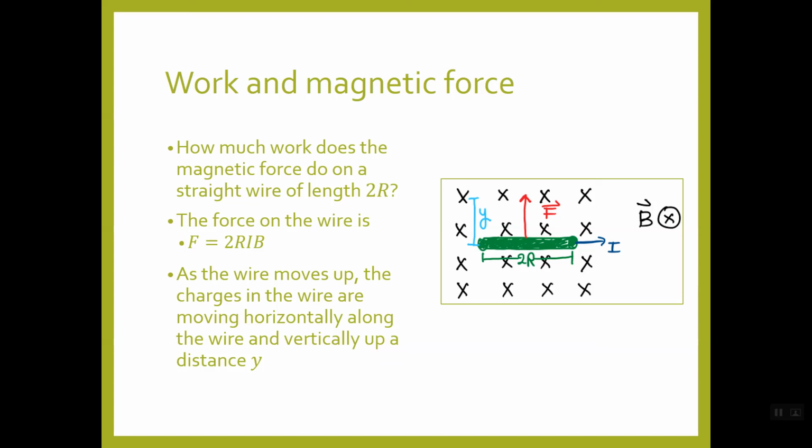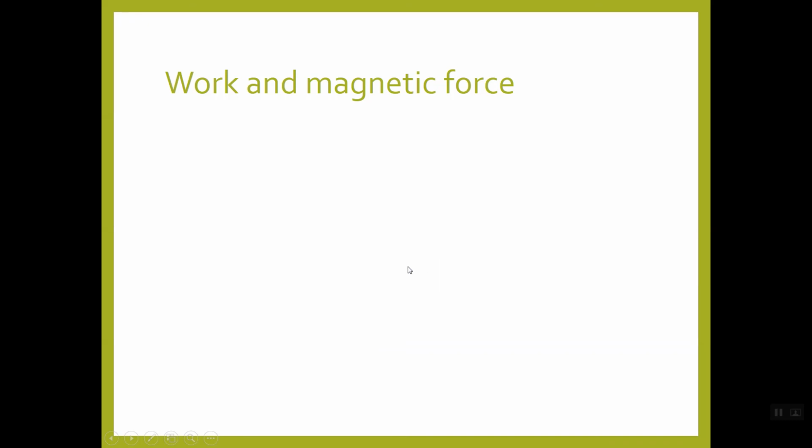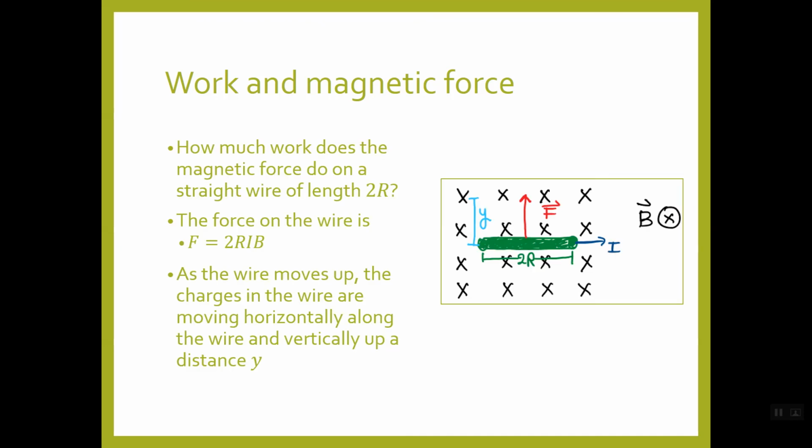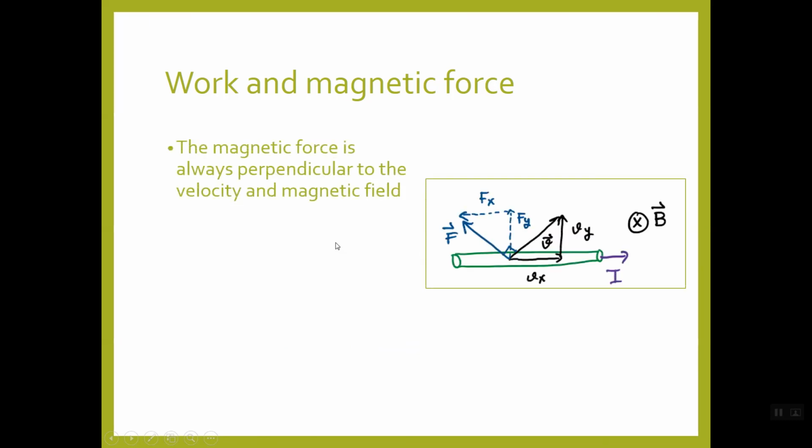And as the wire moves up, the charges in the wire are moving horizontally along the wire, as well as vertically up a distance y. Okay, so our charges are still going to the right because this is the direction of the current, but now that we have this force moving it up, they're also moving vertically upward, let's say a distance y. So if we want to calculate the work, we have to be careful. It's not just going to be this F here times this distance y, and we'll explain why here.